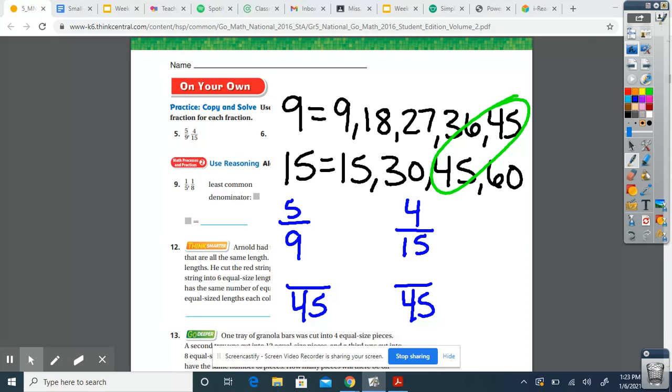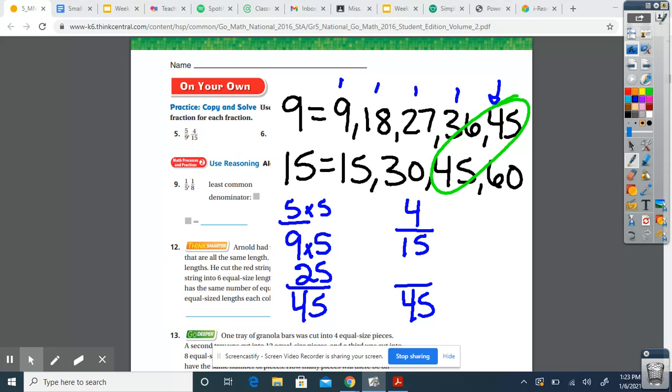So let's look at 5/9. 9 times what would give me 45? If you guys want to even look at your multiples, if you count 1, 2, 3, 4, 5, that means 9 times 5 would give you 45. So whatever you do to the bottom, you need to do to the numerator. So also multiply that by 5. And so I have 25 over 45.